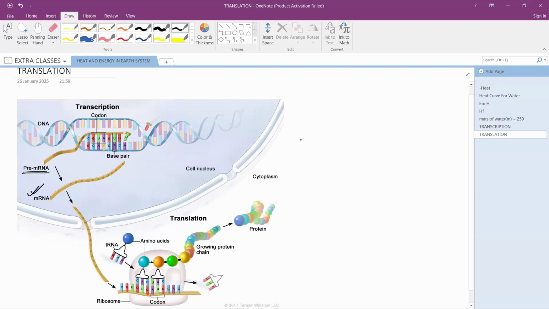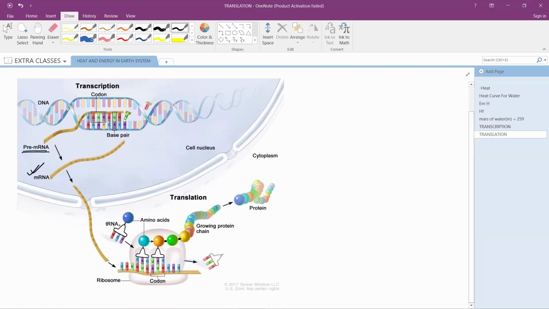Have you ever heard about introns and exons? No. So during this process, some modifications happen. After that, this pre-mRNA gets converted into mRNA.